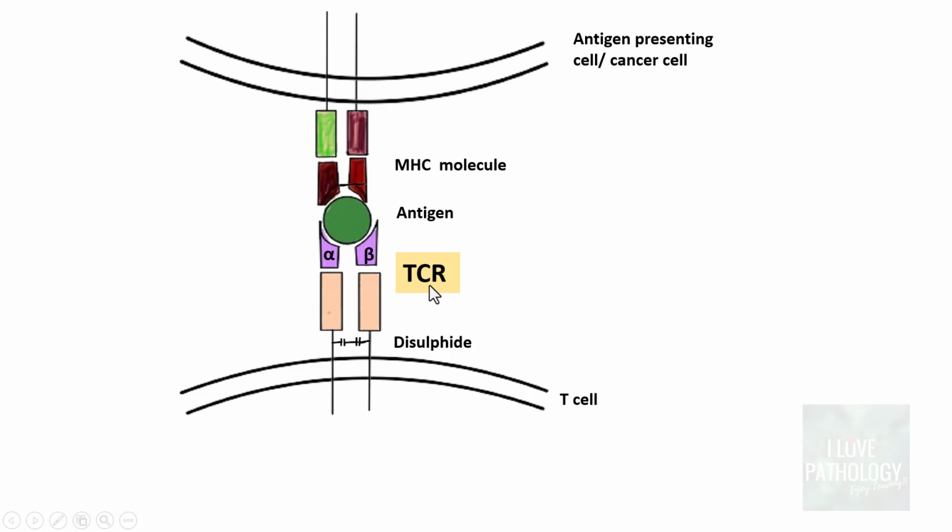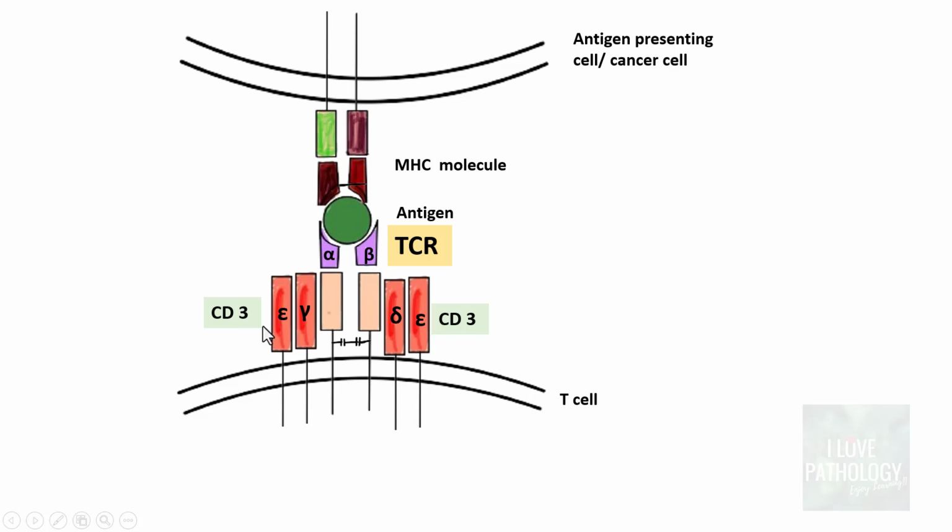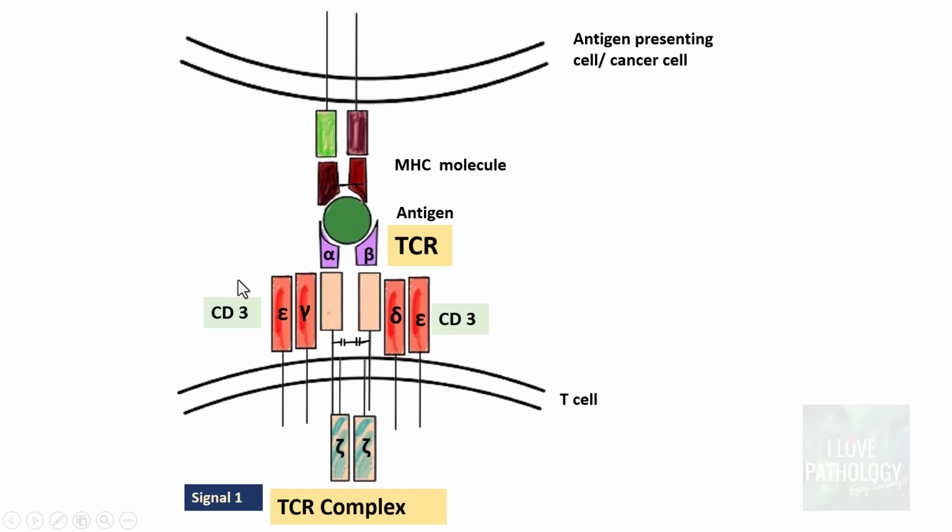So this T cell receptor is also helped by other molecules called CD3. Okay, this is another molecule, CD3, and the zeta molecule. So the CD3, zeta, and the T cell receptor together constitute the T cell receptor complex, right? These molecules augment the antigen recognition process as well as the signal formation.